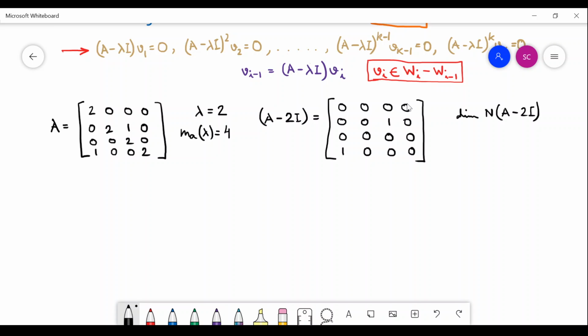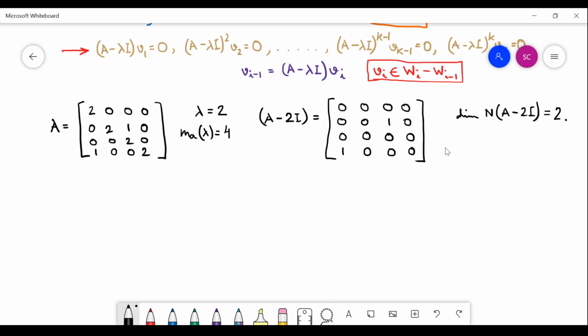And for that, to find out the number of dependent columns, usually you have to go through the column operation, but here you can very easily see that 2 columns are already 0 and the other 2 columns are clearly independent from each other. That means the dimension is 2. The dimension is 2. Now you are confused, what is the size of the largest Jordan block? We don't know that yet, right?